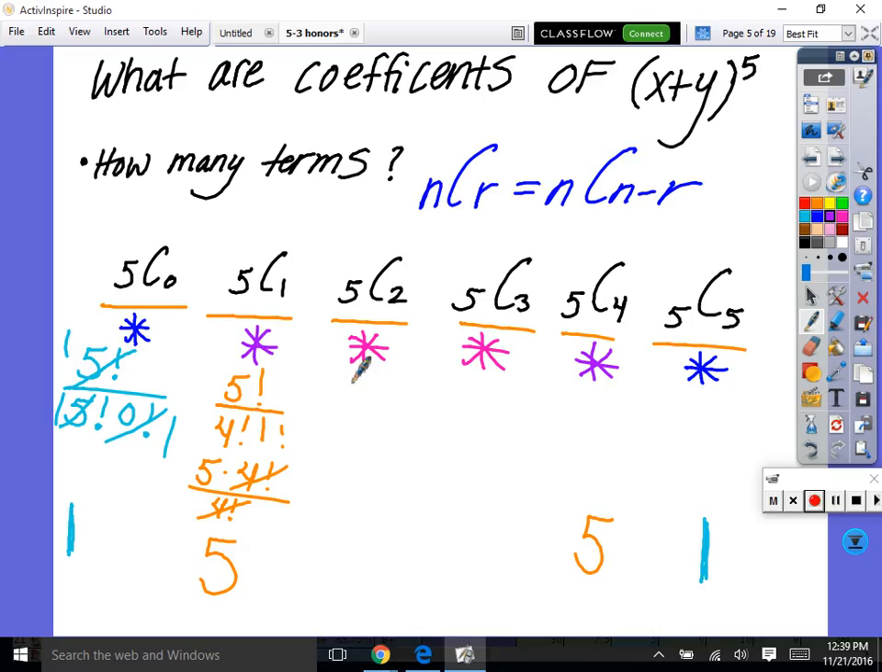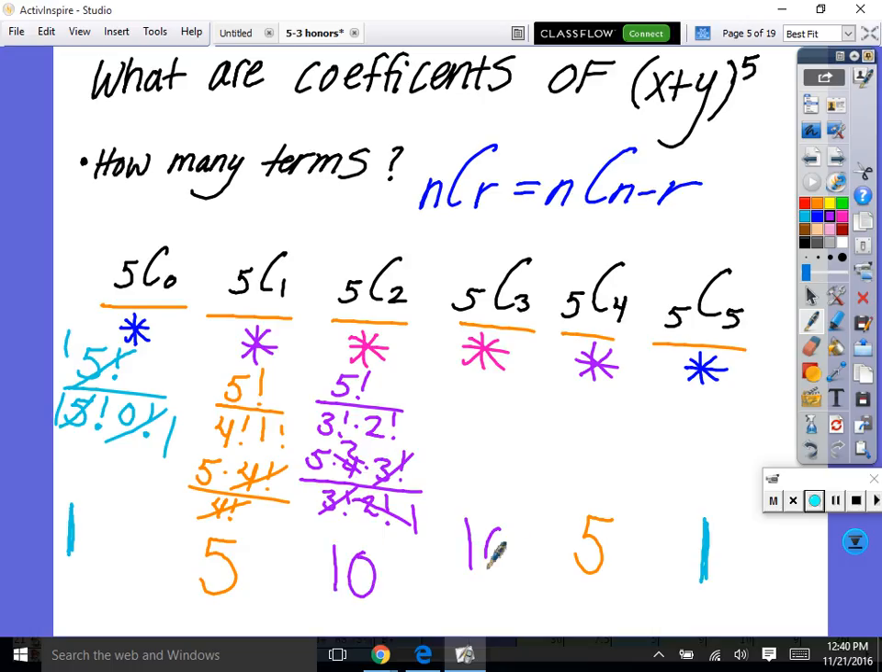5 choose 2, 5 factorial divided by 5 minus 2 factorial times 2 factorial, which we know is 5 times 4 times 3 factorial on top, and on bottom we have 3 factorial times 2 factorial. 3 factorials divide out. 4 divided by 2 times 1. 2 times 1 is 2 factorial, like I said. 5 times 4 divided by 2 is 10. Well, if this is 10, then this is a 10. We just found the coefficients in front of our 6 terms. Everybody good with that? Yes.